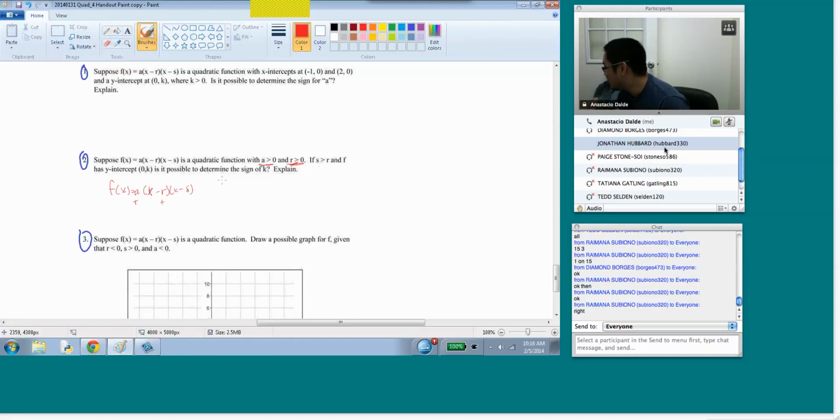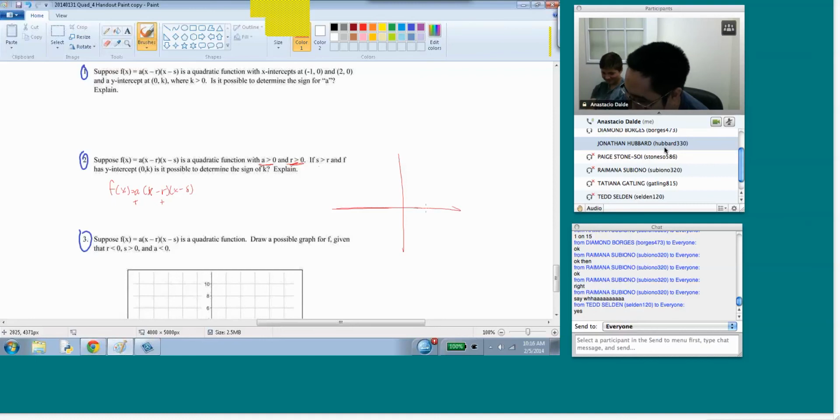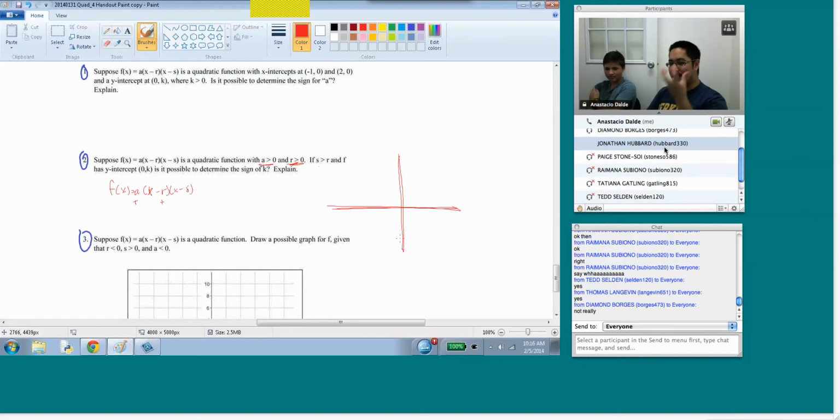What? Do you understand what the problem is? Something about finding the sign of k. All right. Here's what I'm saying. You see how this problem set could be a little bit tougher? It's asking you to think of the theory behind it.